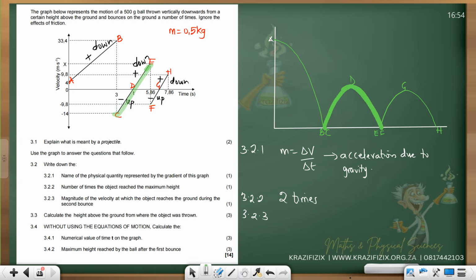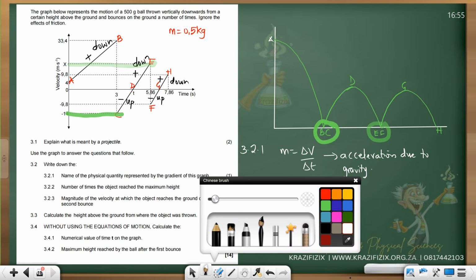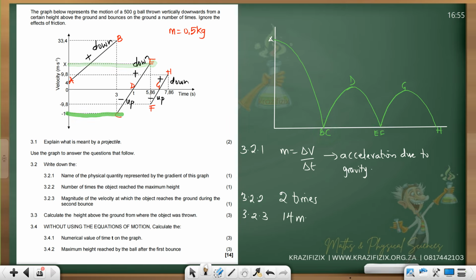And E. This is a perfect parabola. So the value here is the exact value. Wait, where are we looking at? Second bounce, right? Yes. During the second bounce. Velocity of the second bounce. We're looking at E and F, right? Because our first bounce is at B, and our second bounce is at E. And that value is the exact same value as that. And what's your answer? 14. The examiner says magnitude, so it's 14 meters per second.